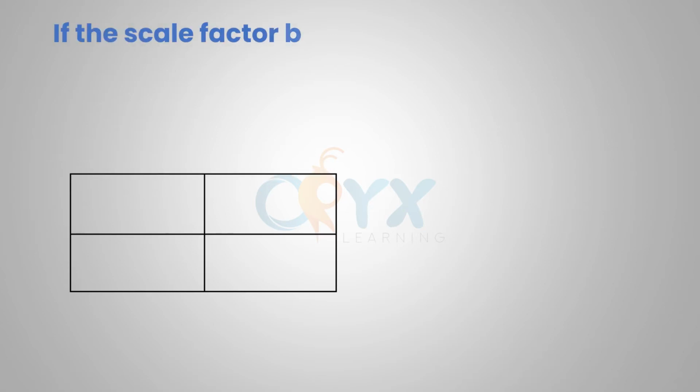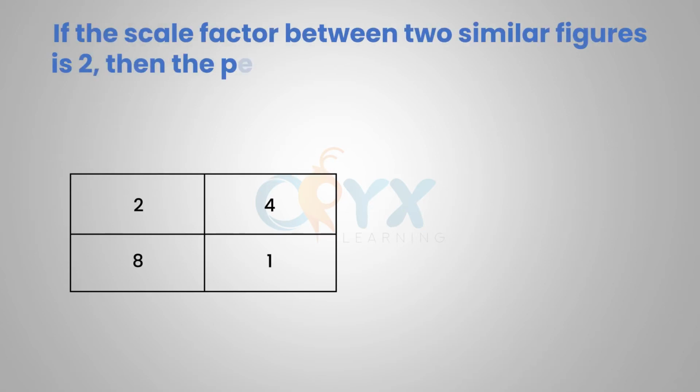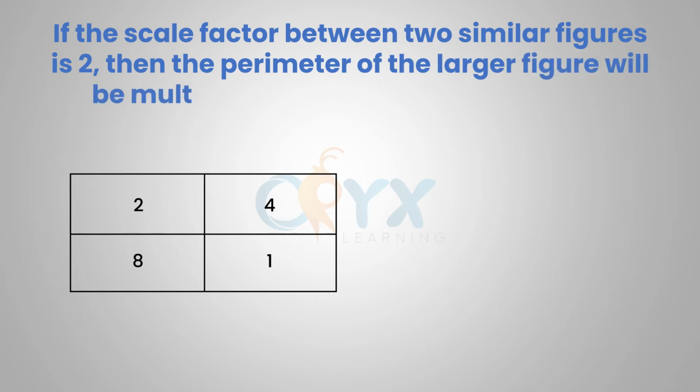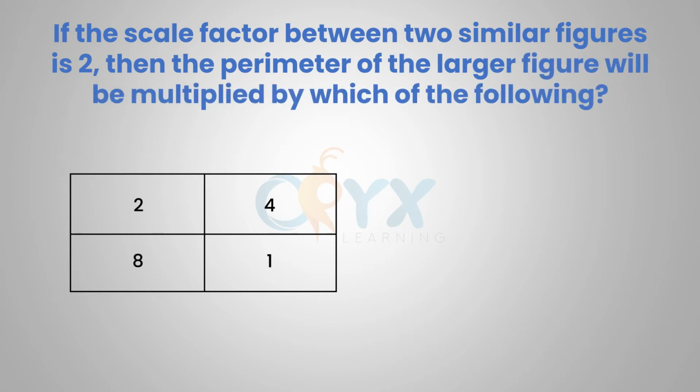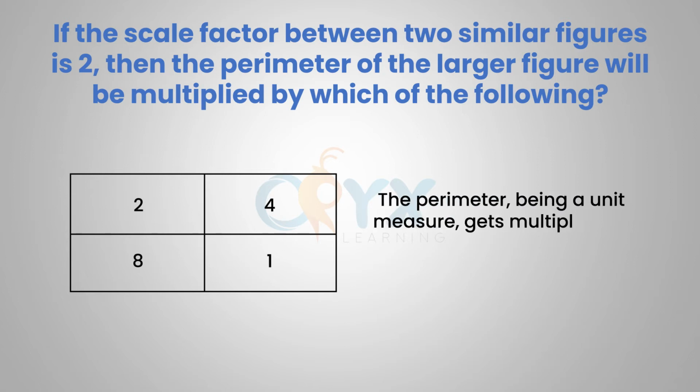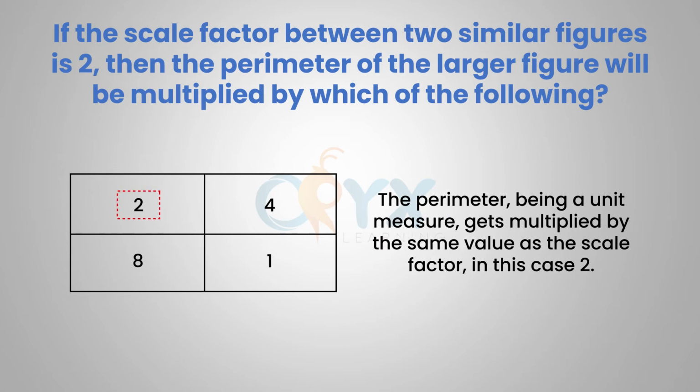If the scale factor between two similar figures is 2, then the perimeter of the larger figure will be multiplied by which of the following? Remember, the perimeter, being a unit measure, gets multiplied by the same value as the scale factor. So in this case, 2.